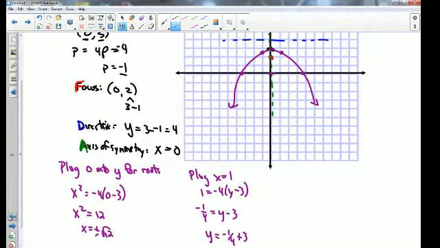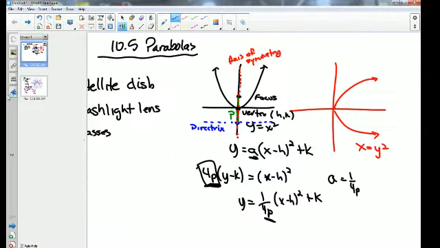Parabola. We also want to consider the sideways version. Yeah, I know. Sucks, doesn't it?